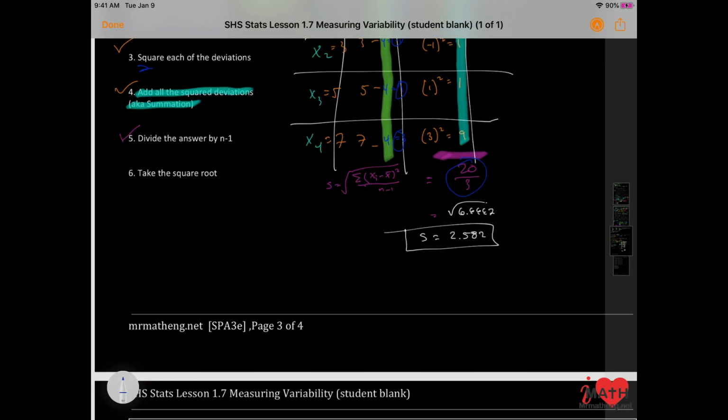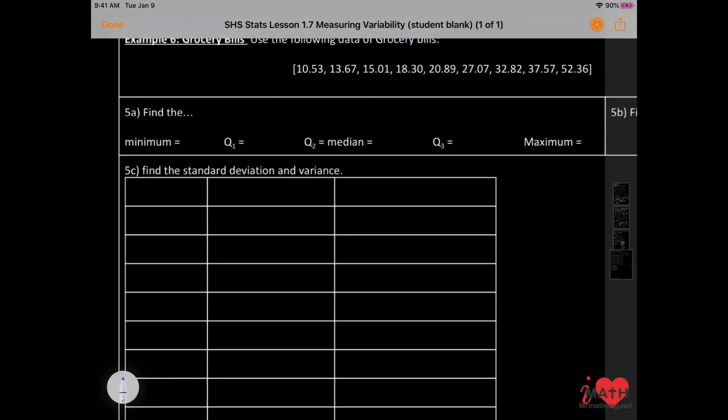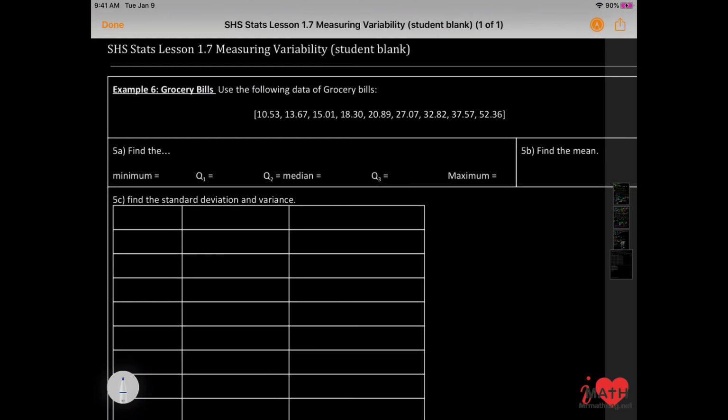And let's go ahead and try another one. All right, let's go ahead and try this problem. They call this the grocery bills, buying food. And it has all this data and tells us to find these things. Okay, so this is actually called the 5-number summary. But the first thing I'm going to do is list all my numbers in order. And we have some good news. What do you notice about that data? It's already organized for us.